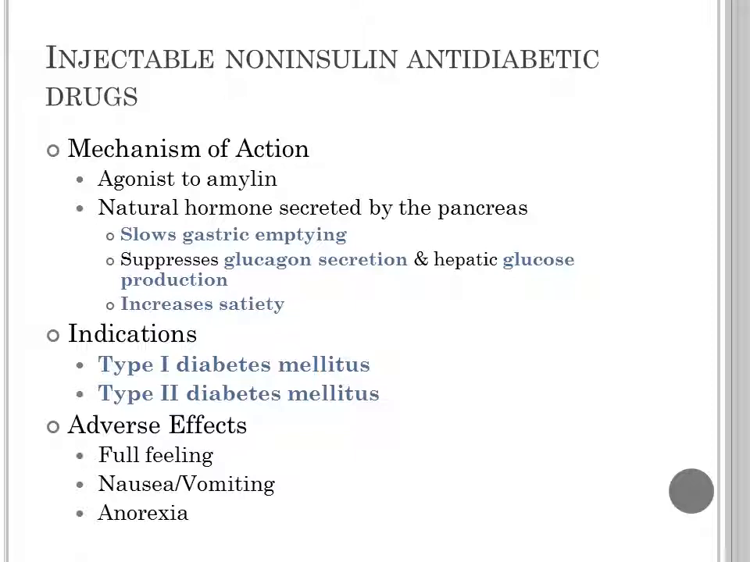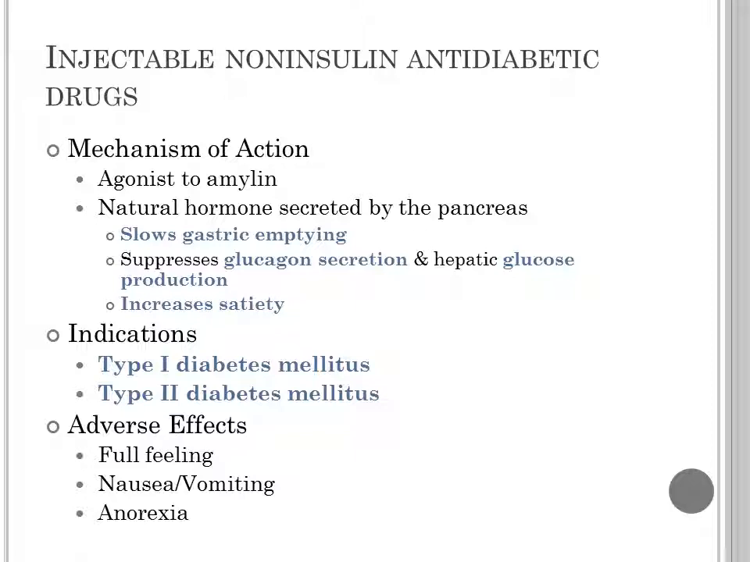By secreting amylin, it slows gastric emptying time. It also suppresses the glucagon secretion, the hepatic glucose production, and it increases satiety. By increasing satiety, that makes you stop eating, so it fulfills your appetite so you don't just keep eating and eating and eating. That's what it naturally does in the body, so now we're just going to give a medication to increase those actions. So it really slows down the gastric emptying time, which then makes you eat less because you feel fuller faster. Increases your satiety, so you feel full longer as well as faster, and then it's also telling the liver to not go crazy with its glucose as well.